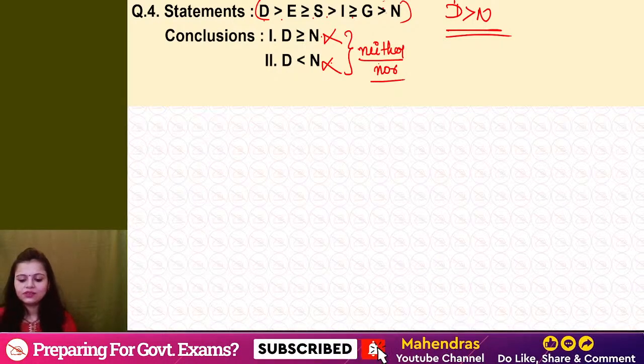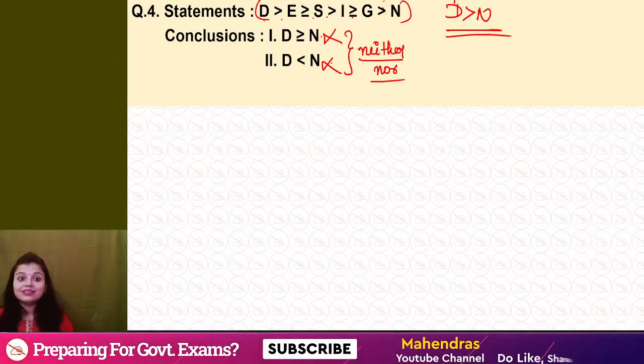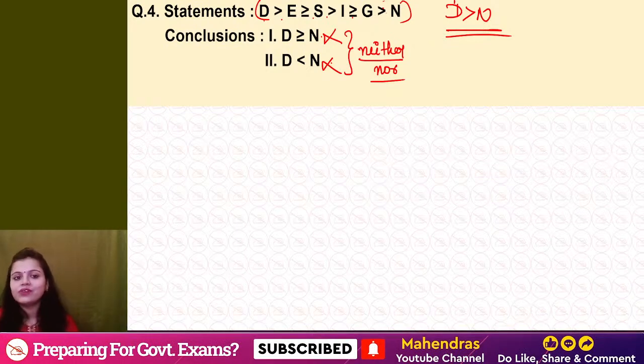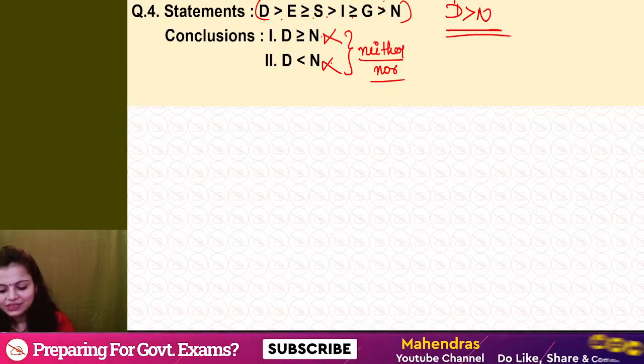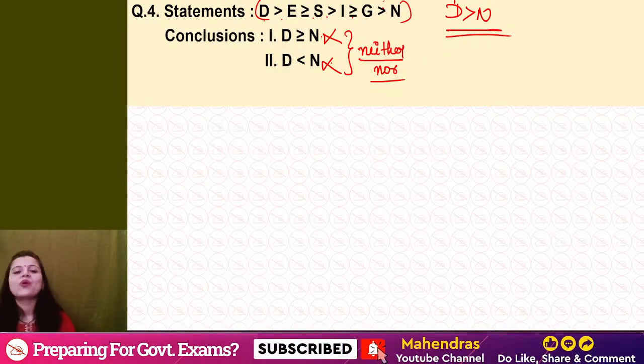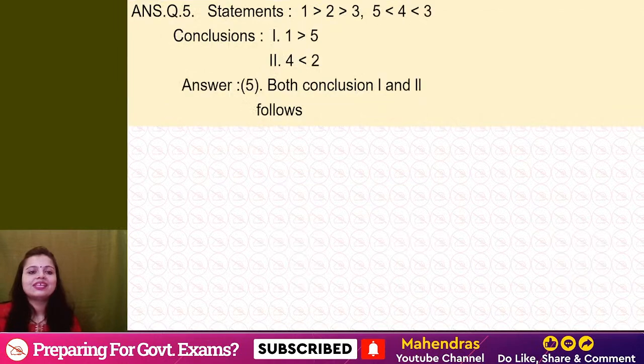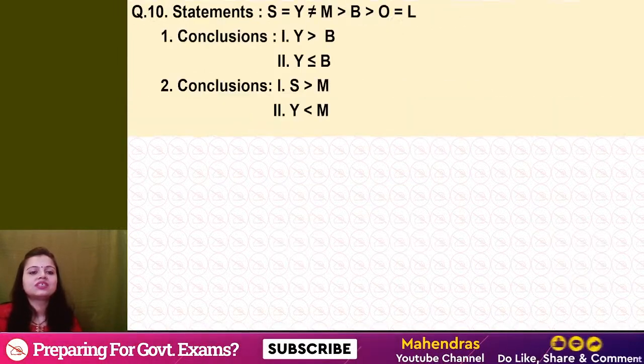Okay? One is wrong because the relation between D and N is greater. So we cannot say equal with the greater. So the answer will be both wrong, or neither nor. Okay. Let's move to some questions.